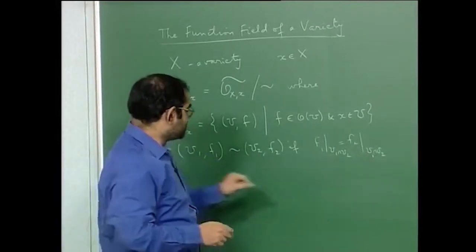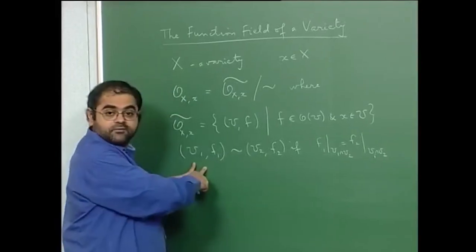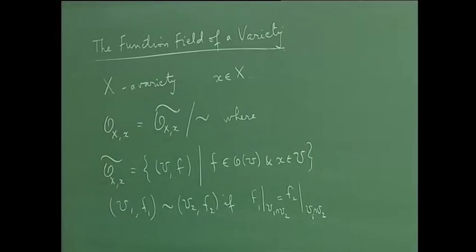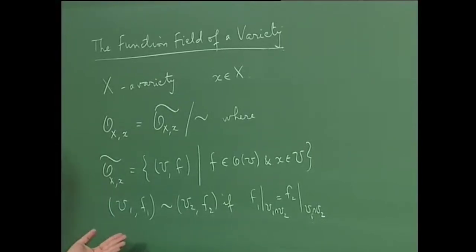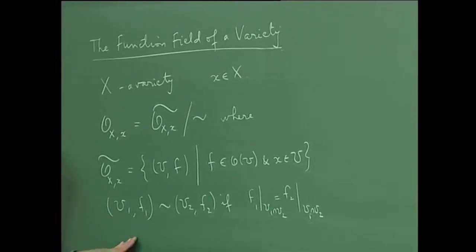In other words, these two functions can be glued together to give a bigger regular function on u1 union u2. In the sense of complex analysis, we say that these are two functional elements which are direct analytic continuations of each other.